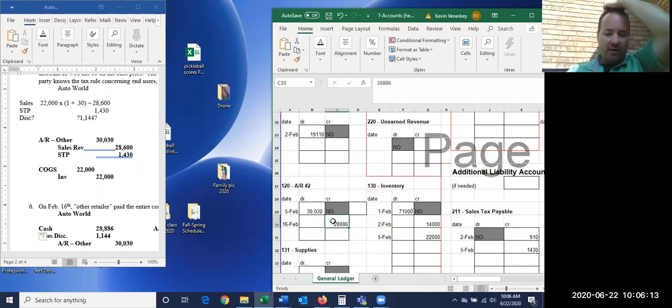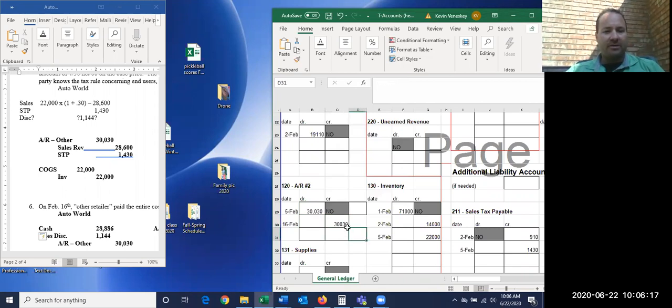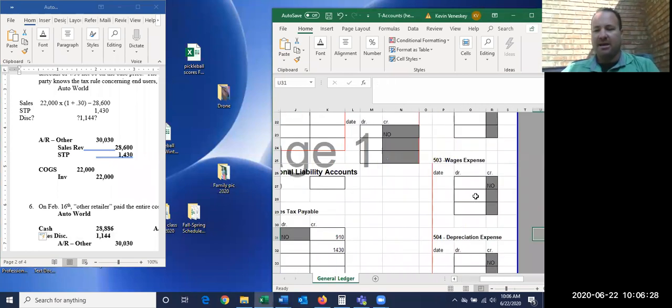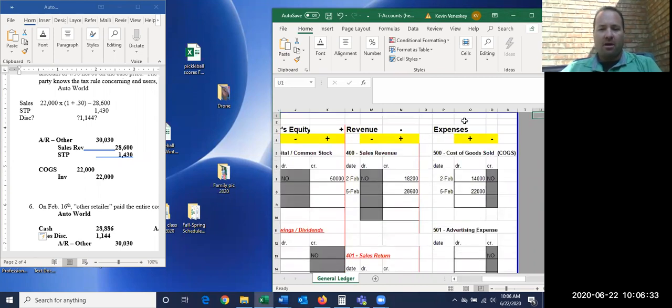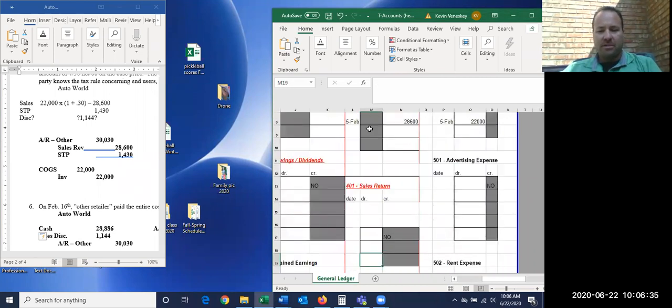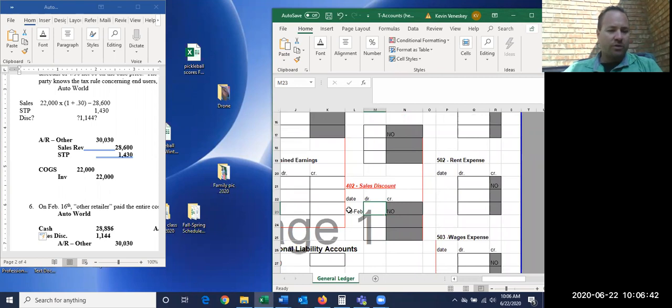So to show that they paid off their entire bill, I have to credit the entire $30,030, even though they didn't pay it to me. So the extra piece to make the debits equal the credits is we have to come over and show that I gave them a discount. Come up to our new account underneath our revenues, come down to sales discount, and on 2-16, a discount was earned of $1,144.